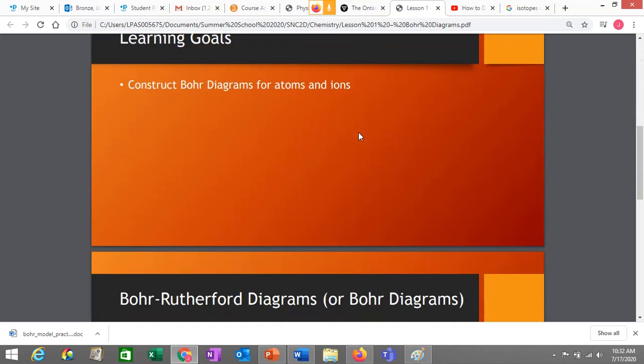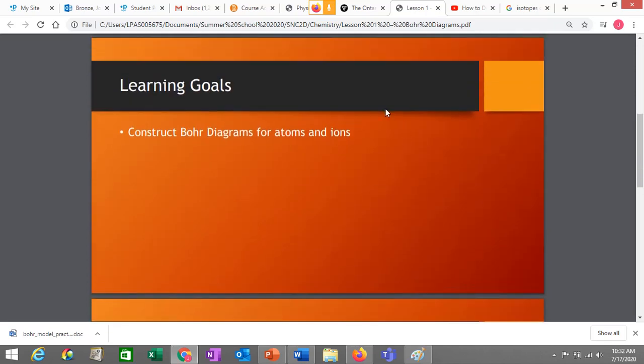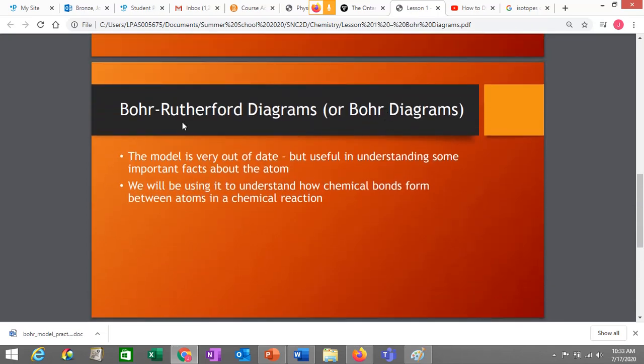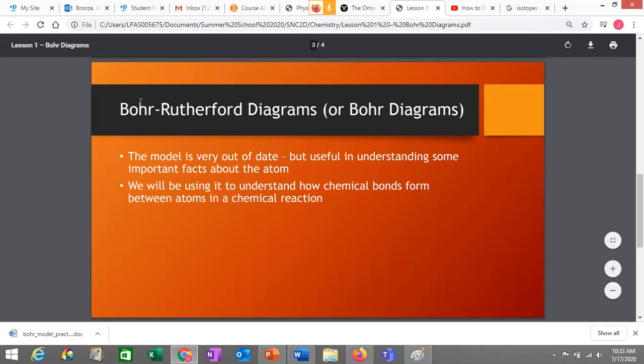Anyways, let's move on. Learning goals. We're going to look at constructing Bohr-Rutherford diagrams for both atoms and ions. Okay, so just a quick note about these diagrams. I'm sometimes going to call them Bohr diagrams or Bohr-Rutherford diagrams. It's the same thing, so just keep that in mind.